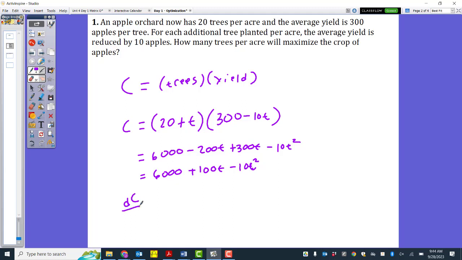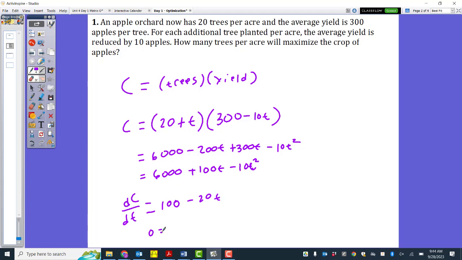So dc, and this is not a related rate. It's not with respect to time. We're looking at the change in crop with respect to t, which is our number of trees. So we're really just taking the derivative of t normally. So that's going to be 0 equals 100 minus 20t. Then we're going to set it equal to 0 and solve.